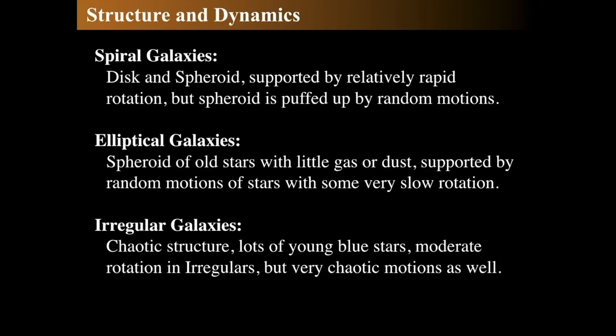There might be some slow overall rotation, but the random motion of the stars dominates the appearance of the Doppler shift. So basically, if you look at one side of an elliptical compared to the other, you're just not going to see that one side is approaching you and one side is going away. Spirals, however, if you can get them edge on, one side's coming towards you, one side's going away. And irregulars are just a mix. They're chaotic in structure. They have tons of blue stars and some rotation maybe, but there is lots of chaotic motion, so they're stirred.